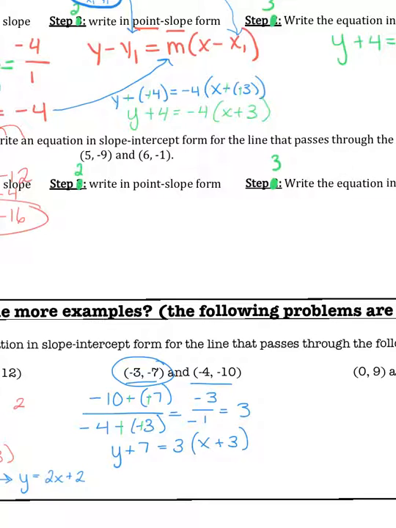Now I can go ahead and get this in slope intercept form by distributing the 3. So I've got 3x plus 9 over here. Bring down the y plus 7. Then I'll subtract 7 from both sides. And I get y is equal to 3x plus 2.